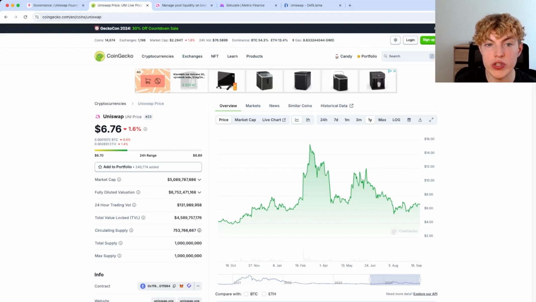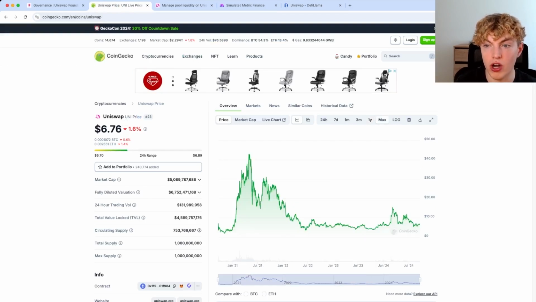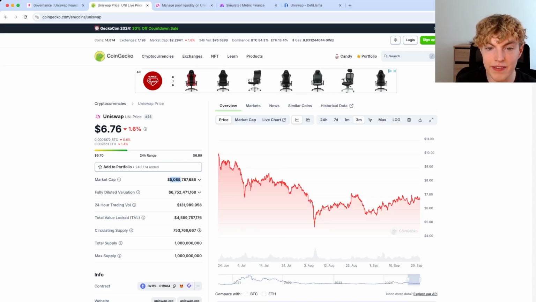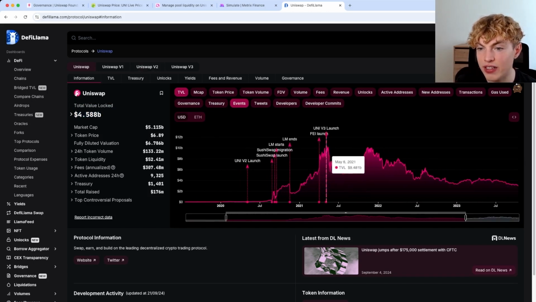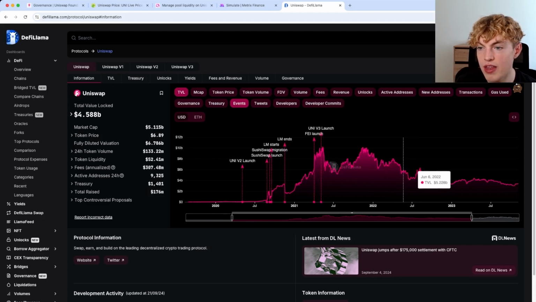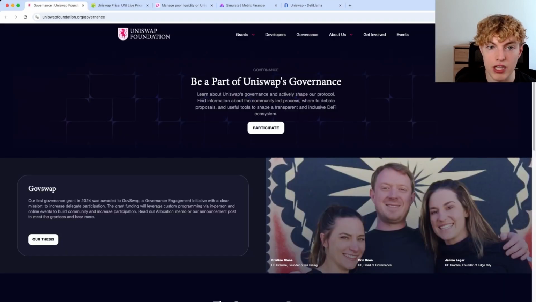So let's get back into the Uniswap coin or token, whatever you want to call it. As you can see, it's sitting around $6.76 right now, and if you go back to about 2021, it was at almost $40. So it has had a huge decline, but that's not saying it can't go back up. It's sitting at a $5 billion market cap, and if you go to DeFi Llama, you can see that the TVL is $4.5 billion, and you can see when Uniswap v3 first launched, the TVL stayed pretty high, pretty consistent all the way from May 2021 up until like May 2022, so a good year, and then it started to go back down, and now as we saw, it's pretty low.